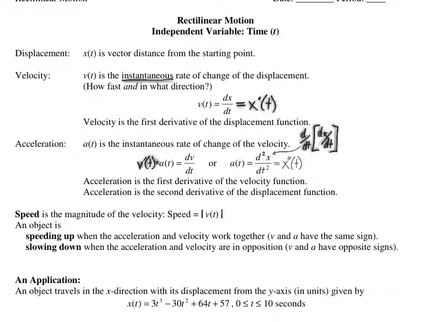Now, here's the part that is typically the most confusing part, and that is, are we speeding up or are we slowing down? People tend to think that if the velocity is positive, that means we're speeding up. That's annoying, and it's not. Other people tend to think, hey, if the acceleration is positive, we must be speeding up. No, it's not necessarily, okay?